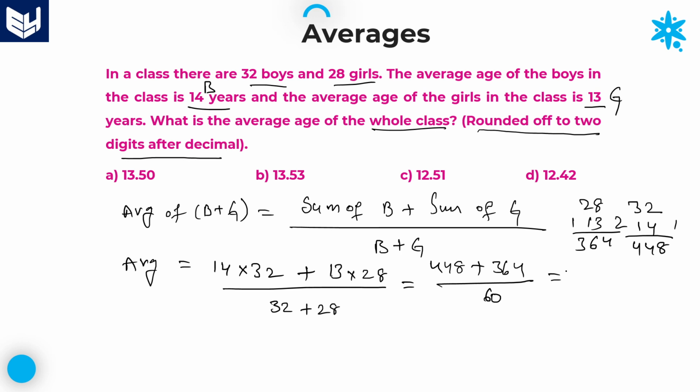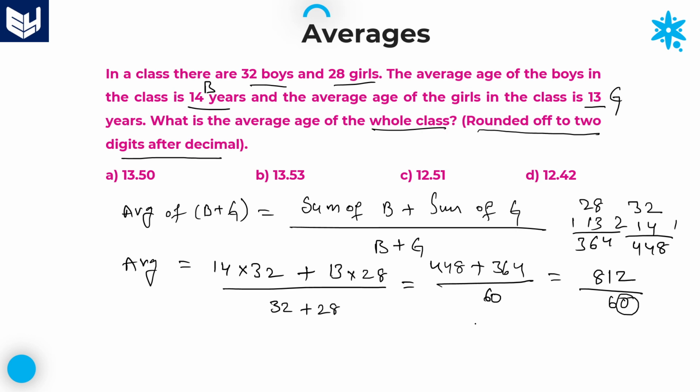That is equal to 448 plus 364. 4 plus 8, 12. 7 plus 4, 11. 4 plus 4, 8. 812 divided by 60. First of all, you just keep this 60 aside. Why? Because divide by 6, after that you can divide by 10, right?